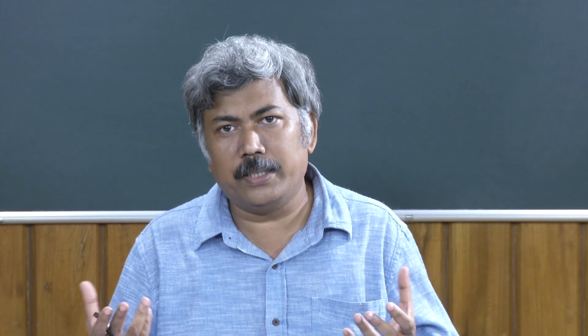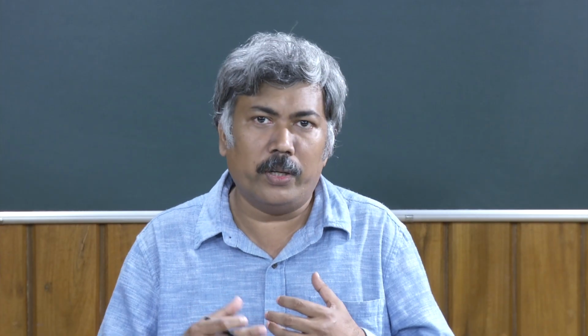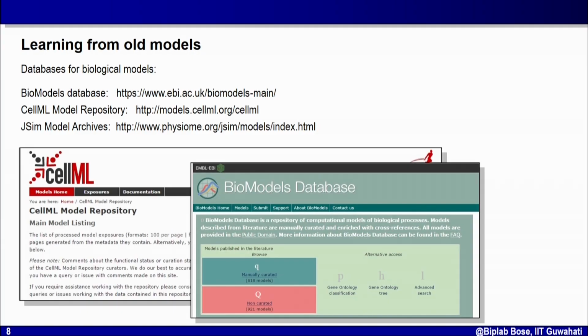One way of going to old models is to look into the literature. But nowadays, many databases have come up where scientists store and submit the models which they have published in a paper, and those models are manually curated and shared through the database. So anybody can go back, search those model databases, retrieve the existing model and use it for their own purposes. Many such databases exist.